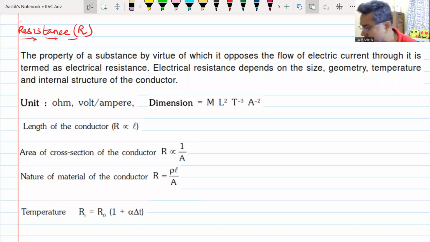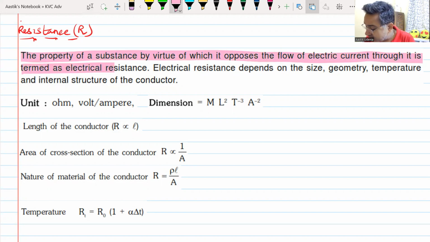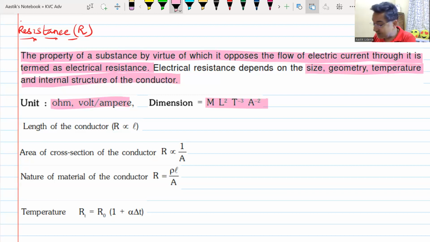The next heading that we are going to write is the resistance of a conductor. What is the resistance of a conductor, or resistance of any wire, or any body? Electrical resistance is the property by virtue of which it resists any flow of charge or any flow of current. It depends on size, shape, geometry, and temperature of the conductor. The SI unit is volt per ampere, the dimension is given.